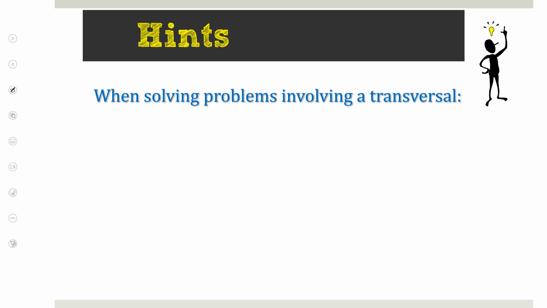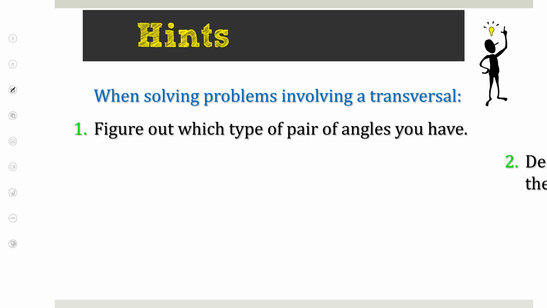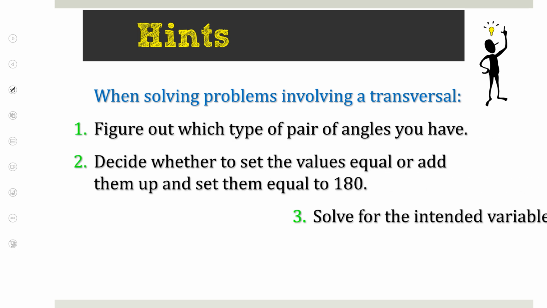It's similar to the problems we did on the test and the quizzes, where you've got the 2 lines intersecting. But now we have 3 lines with a transversal and everything else. And so here are some tips that are going to help you solve these problems.